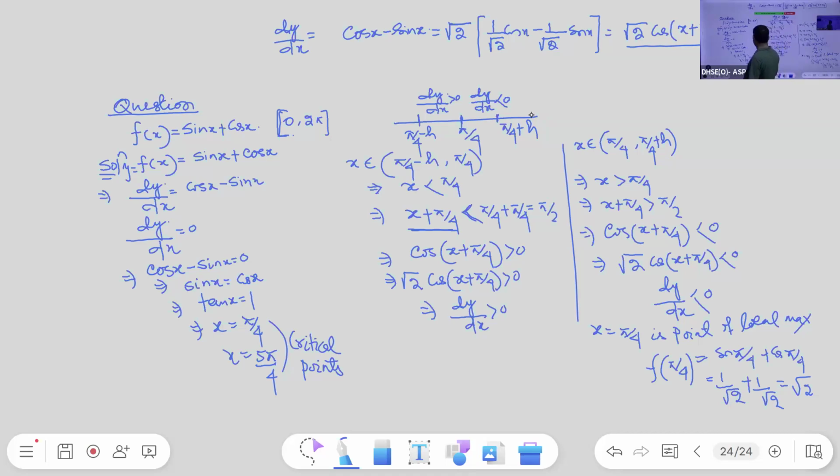Another critical point is that is 5 pi by 4. Now we have to check whether 5 pi by 4 is the point of local maximum or point of local minimum. Is equal to 5 pi by 4. So dy upon dx is equal to cos x minus sin x. This is equal to root 2 into cos x plus pi by 4. All right?